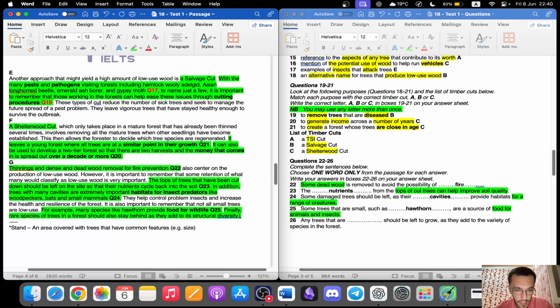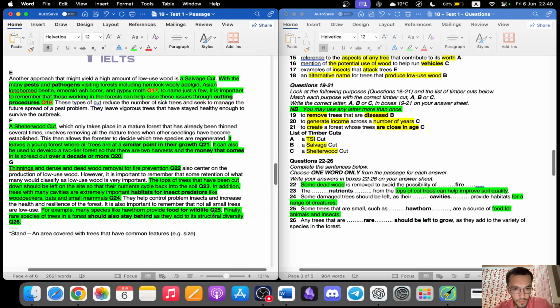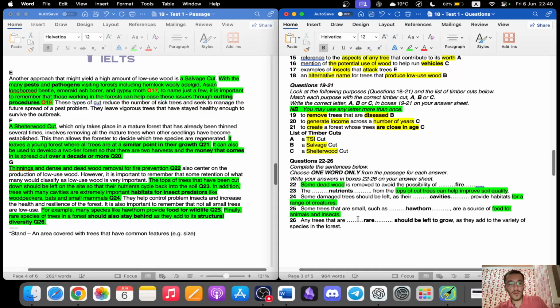The easiest passage of them all. So, trees that are rare, all right, should also stay behind. Should also stay behind means should be left to grow. So structural diversity means a variety of species in the forest.